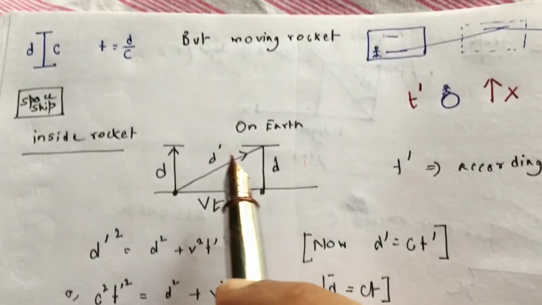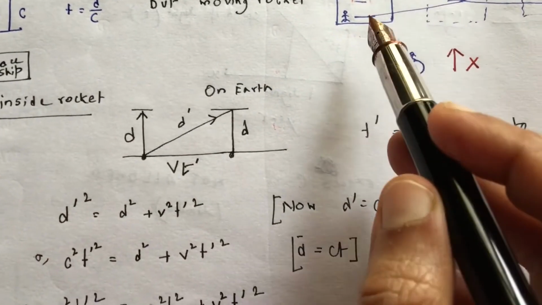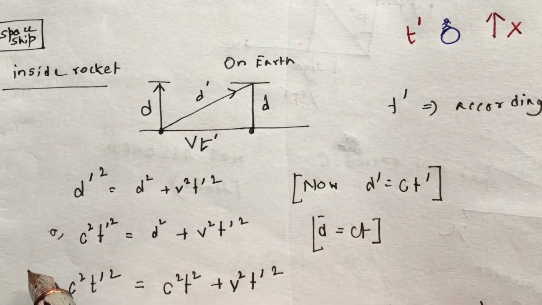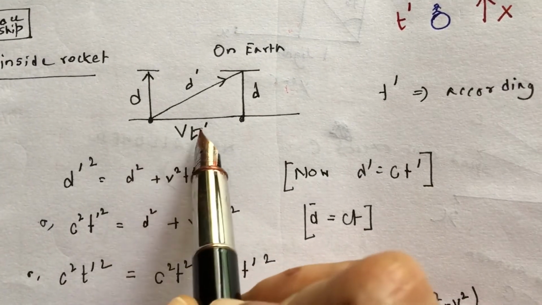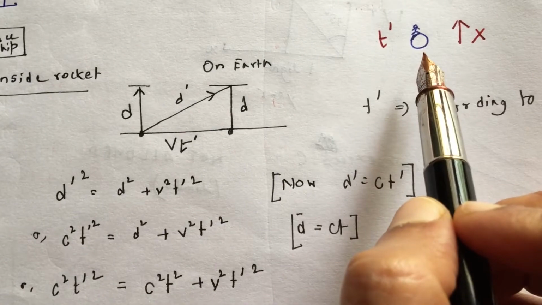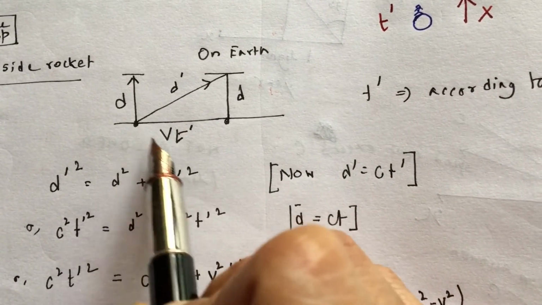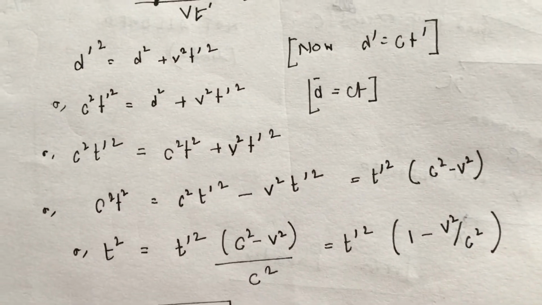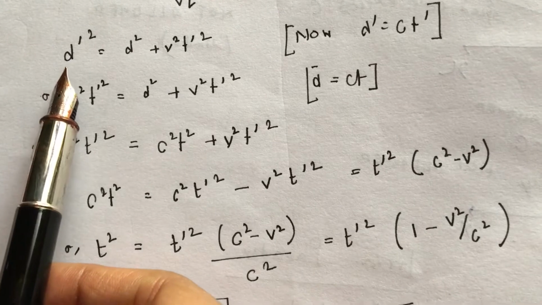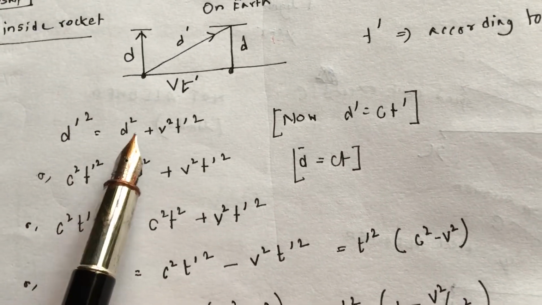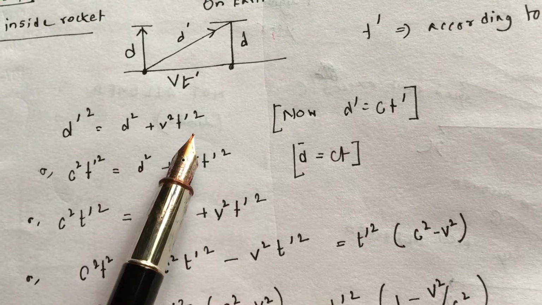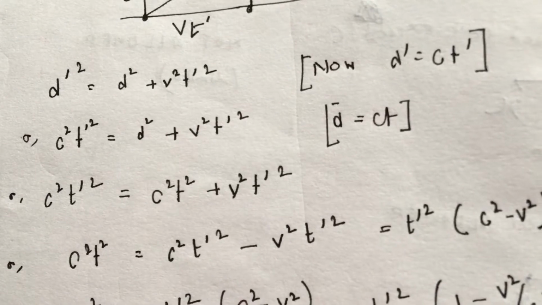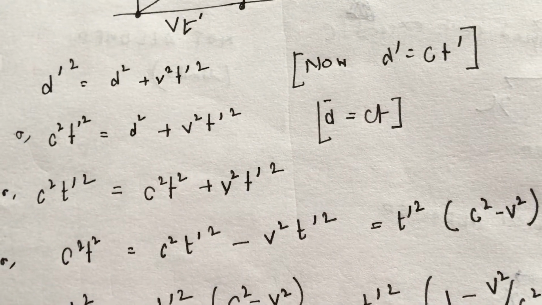This is obviously d, and this distance is vt prime, because the relative speed between the spaceship and the observer on Earth is v. So by the time t prime, according to the observer on Earth, the spaceship has moved a distance of v t prime. Hence, the Pythagoras theorem will tell us d prime squared equals d squared plus v squared t prime squared. We'll put d prime equal to ct prime and d equal to ct.